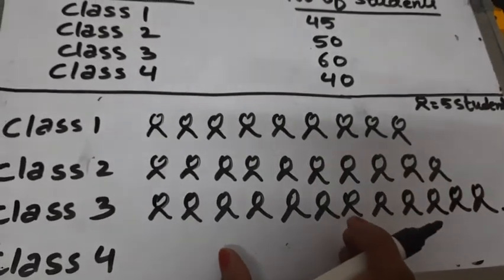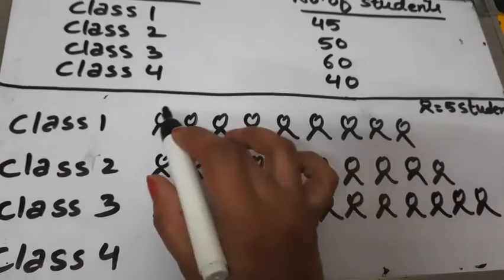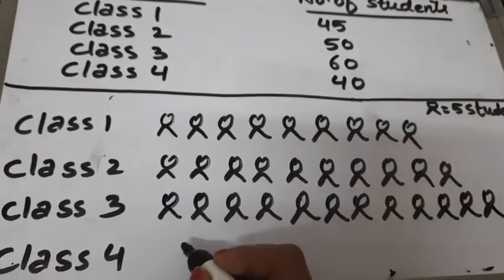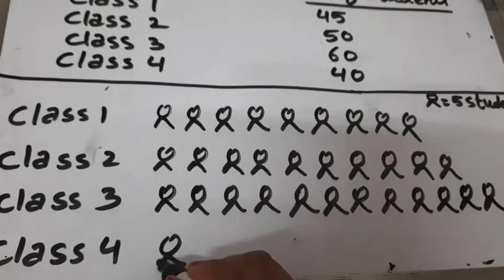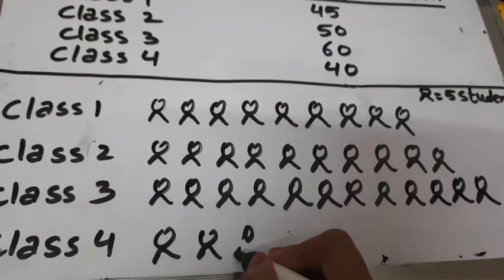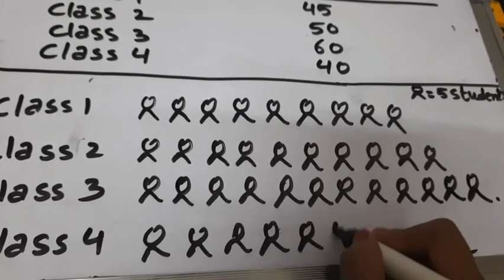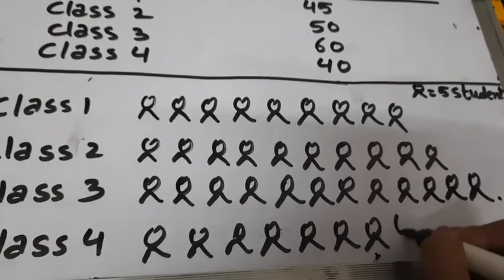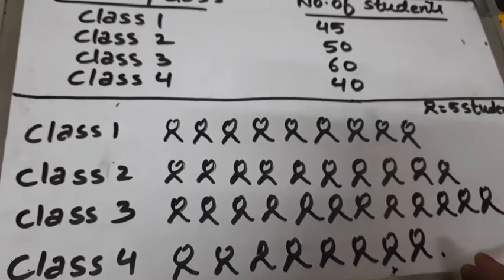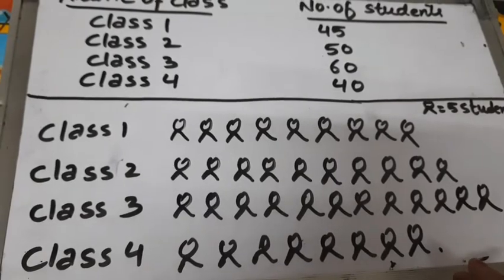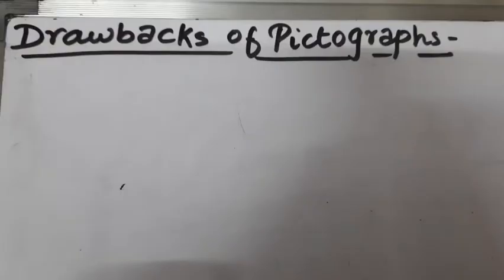So in class 3 there will be 12 pictures, and in class 4 there are 40 students. One picture represents 5 students: 5, 10, 15, 20, 25, 30, 35 and 40. So this way we represent the information by using pictograph.